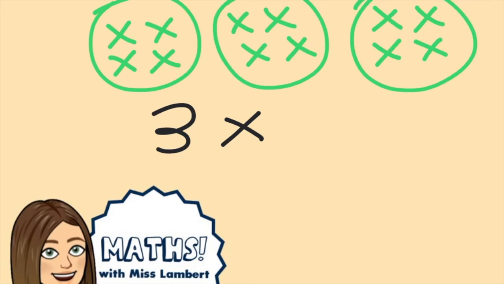If I go to each group and I count how many, I can see there's 1, 2, 3, 4. That's a group of 4. I'm going to check the other groups just to make sure. So I've got 1, 2, 3, 4 in this one as well, and 1, 2, 3, 4 here as well. So I've got 3 groups of 4. I can write my multiplication question like this: 3 groups of 4.